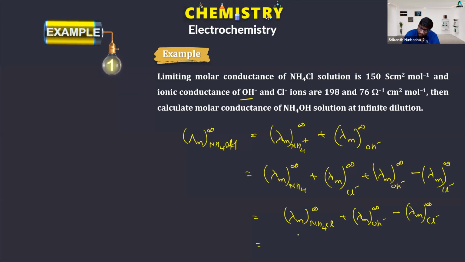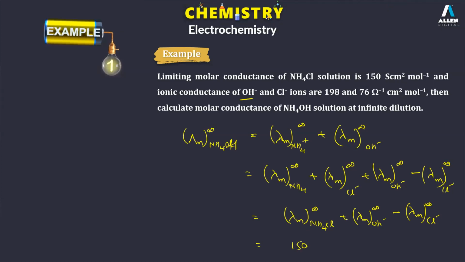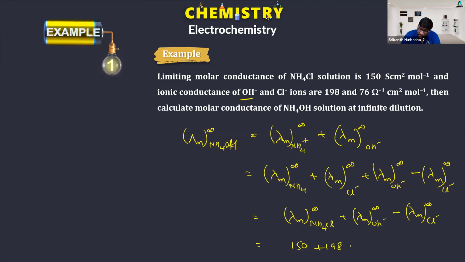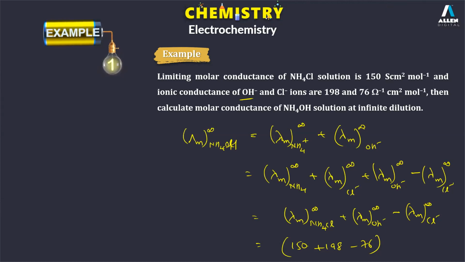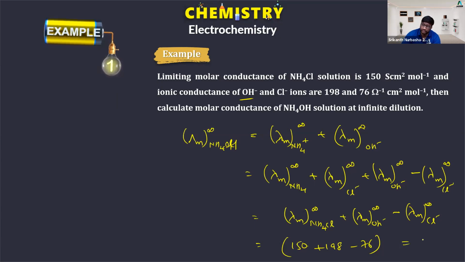Now do the substitution. NH4Cl is 150, OH minus is 198, Cl minus is 76. 150 plus 198 minus 76, that will be 272. Your right answer, 272. Okay. Others check, I have just written based on your answers.